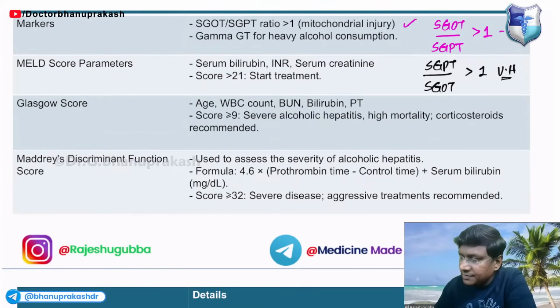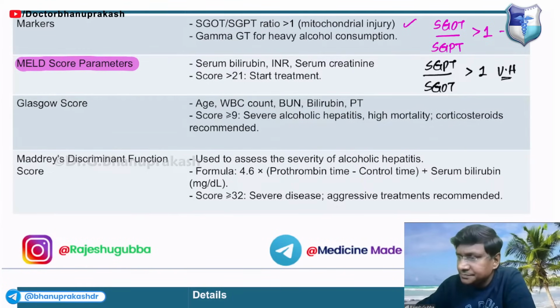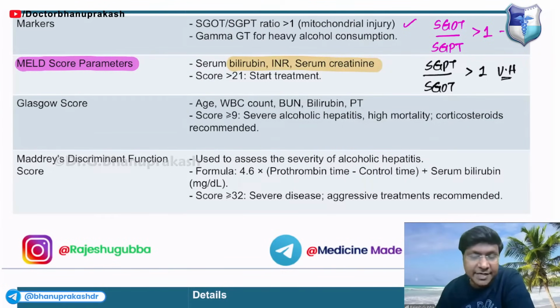Now, the next important thing is, just now I was discussing about the MELD score, right? And what the parameters in the MELD score are is a very commonly asked question. What are those parameters? Just now, as I have said, the parameters are bilirubin, INR, as well as serum creatinine.